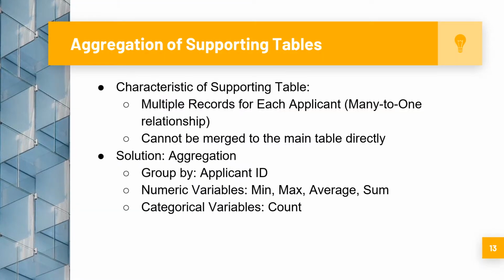As mentioned, there are several secondary datasets other than the main table. These datasets usually have multiple records for each applicant in a many-to-one relationship, which means that they cannot be directly merged to the main table for model training. Our solution here is to aggregate the fields grouped by the applicant ID. For numeric variables, we do min, max, average, and sum, while for categorical variables, we only do counting on the class label.